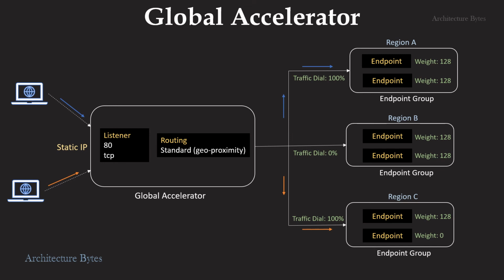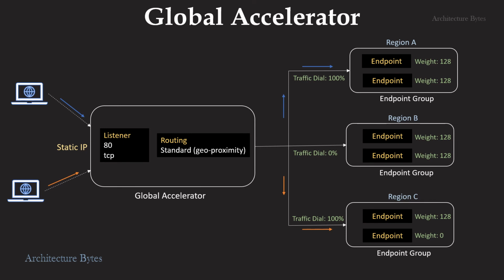Similarly, weights can be set for endpoints within the endpoint group. A weight simply refers to proportion of total traffic to route to an endpoint within an endpoint group. A weight of 0 would indicate that the endpoint should receive no traffic.